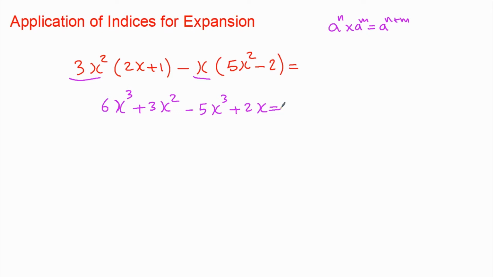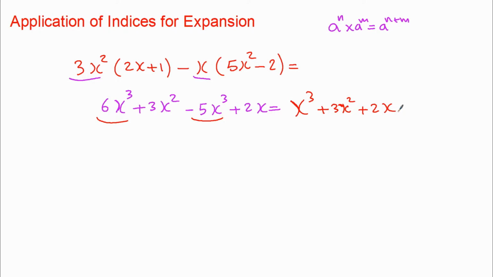To complete this expansion, we need to simplify the terms that are the same. Sorry, not x squared, but the ones that are the same in here are x cubed. As you can see, we have 6x cubed and minus 5x cubed. So the answer would be 1x cubed plus 3x squared and plus 2x. So that would be the simplified form of expanding these brackets.